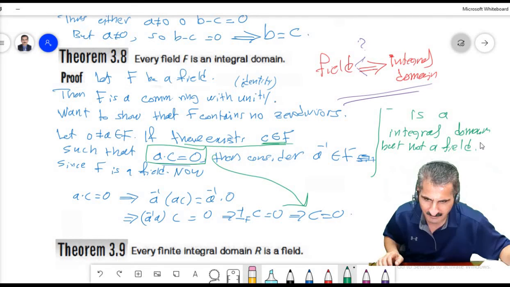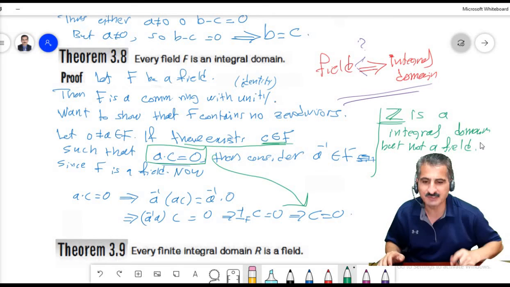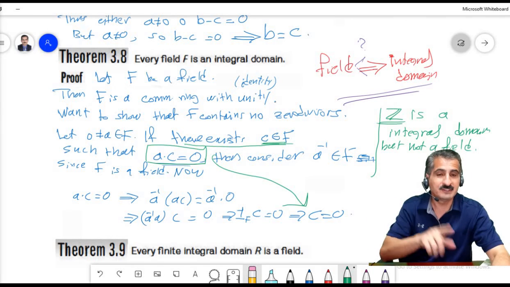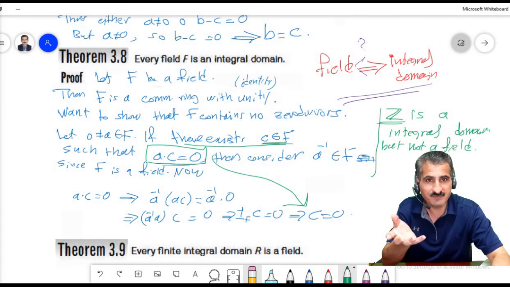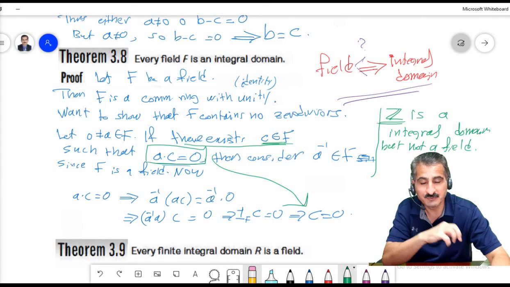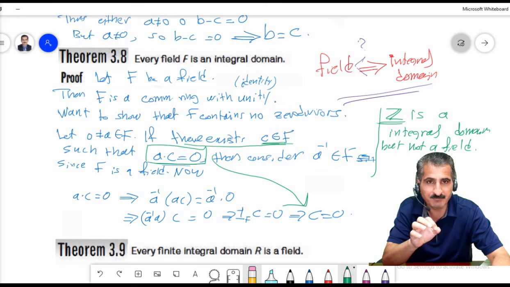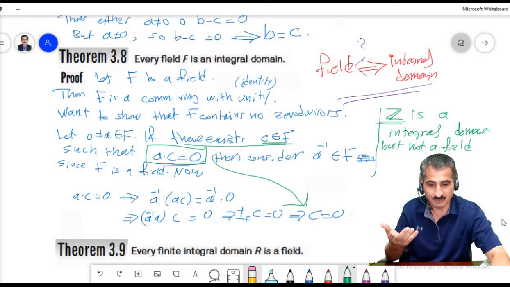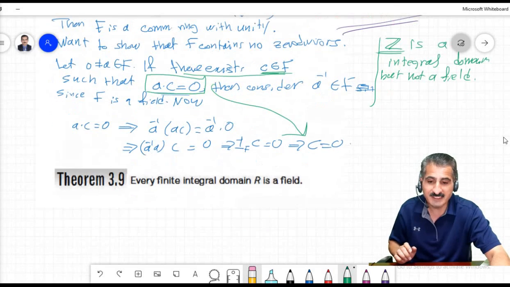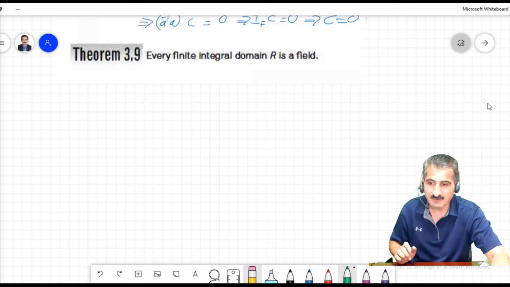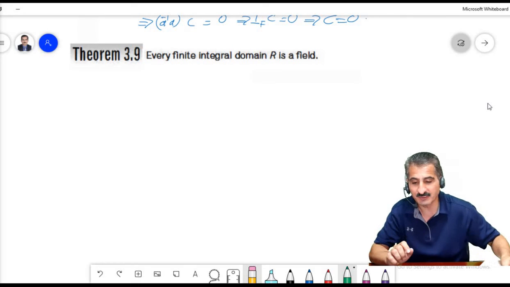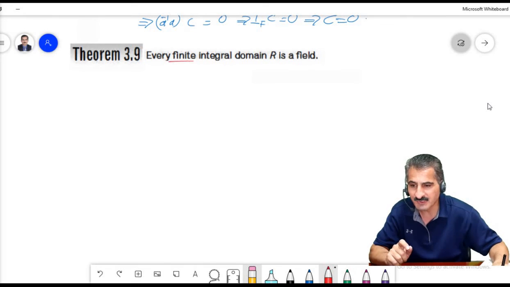Z, thank you, Rowan. Yes, Z is an integral domain, and it is not a field. So every field is an integral domain. R is a field, so it is an integral domain. The rational numbers field is an integral domain. Z_p, where p is a prime, are fields, so every one of them is an integral domain. The opposite is not true, and we have seen an example here in green. But if we have a finite integral domain R, then it is a field.